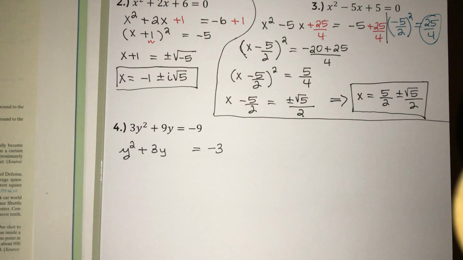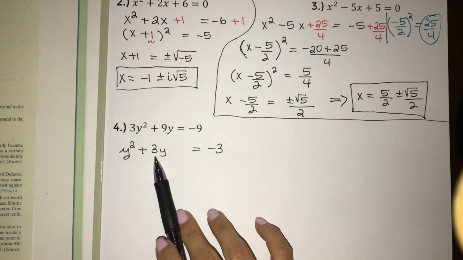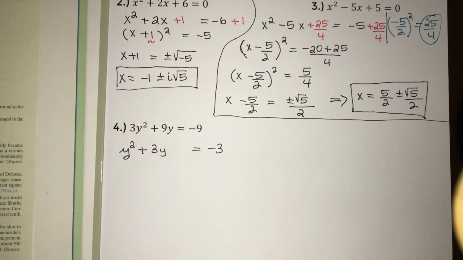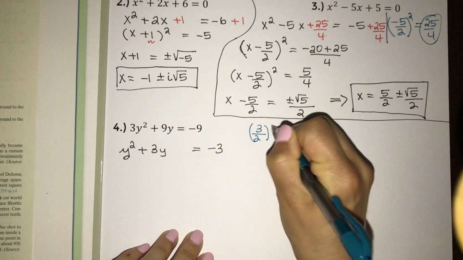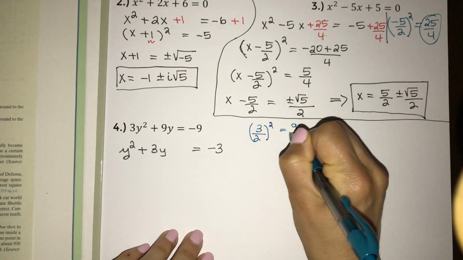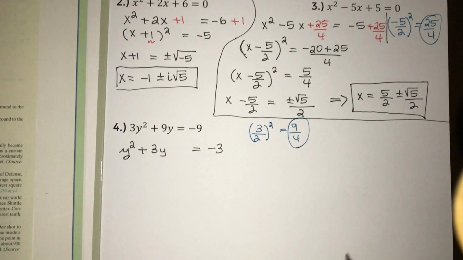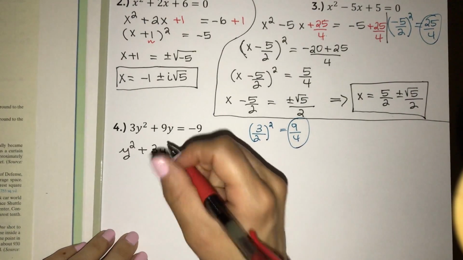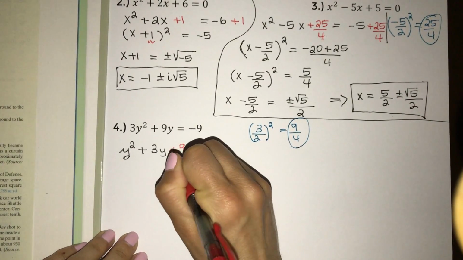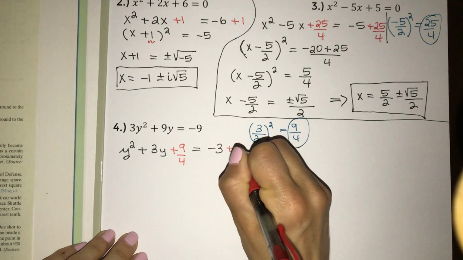So let's go ahead and do that. B is +3. So that's going to be, I'll write it here to the side, 3 over 2 squared. So that's 9 over 4. Okay, so I need to take 9 over 4. I need to add it to both sides. And again, we're adding a fraction, so you will need to get a common denominator.